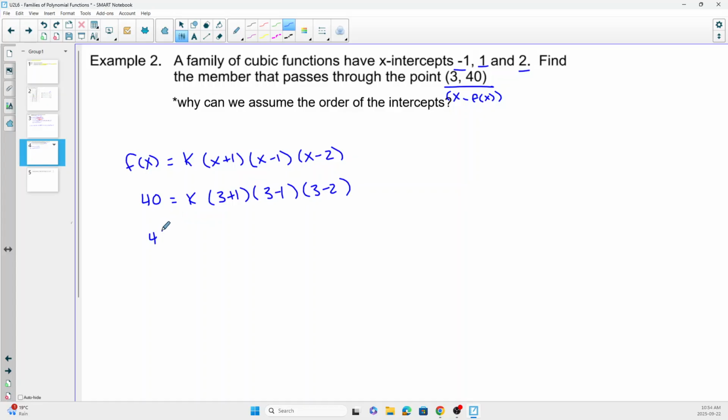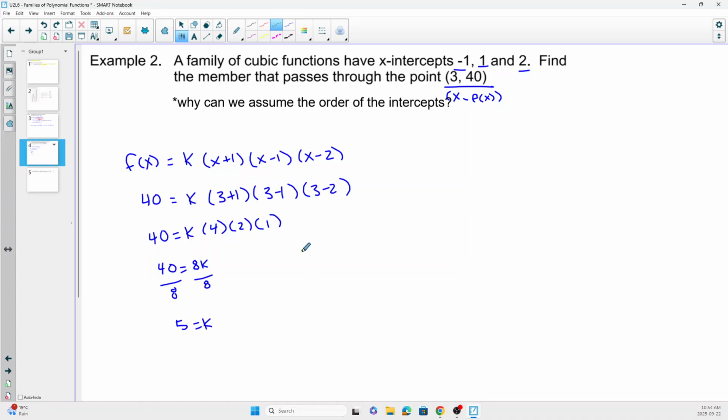So I clean up my factors. 3 plus 1 is 4. 3 minus 1 is 2. 3 minus 2 is 1. 4 times 2 is 8. Times 1 is just 8. So we have 40 equals 8k. And then we divide by 8, and we get 5 is equal to k.